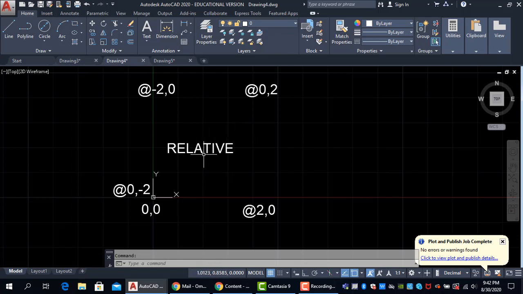The relative coordinate system. What is the difference? The difference is that in absolute, everything is based off of 0, 0. So the points you're going to find them based on 0, 0. On the relative, it's going to be based off of the previous point. That's why we see an @ here. We need to input that. We need to press that so that it works.